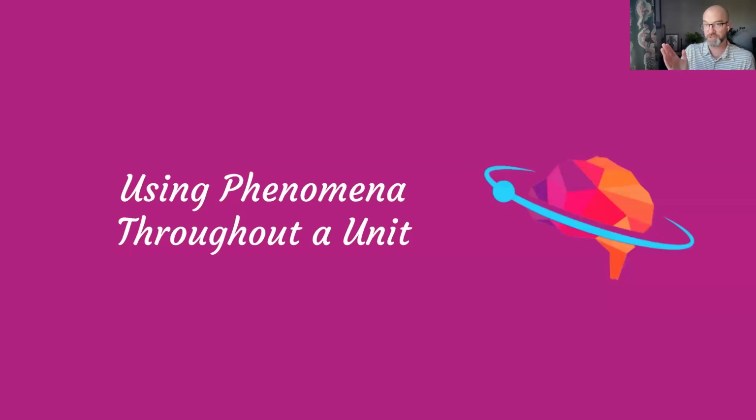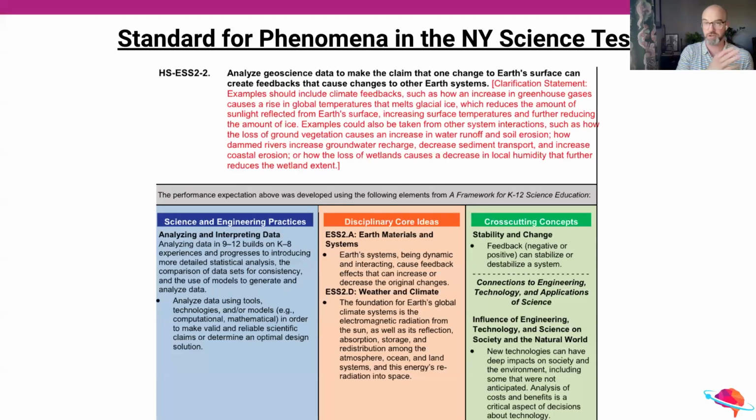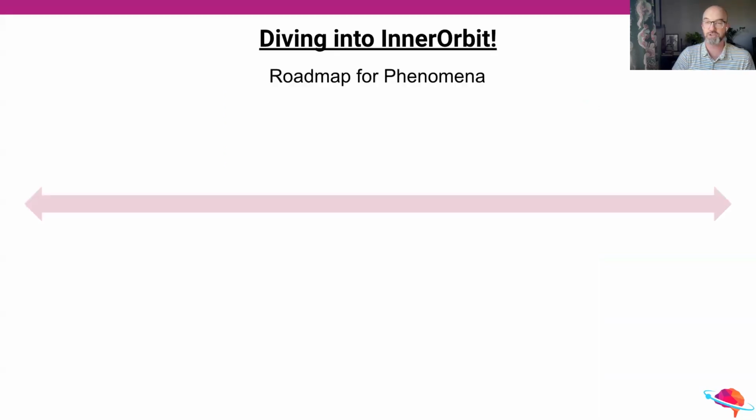You can give them a single at-bat as a summative assessment, but in my opinion, giving multiple different phenomena throughout a unit is really, really helpful. So we're going to go back to HS-ESS 2.2, where students analyze geoscience data to make the claim that one change to Earth's surface can create feedbacks that cause changes to other Earth systems. And we're going to look at ways that we can use phenomena throughout a unit in a roadmap.